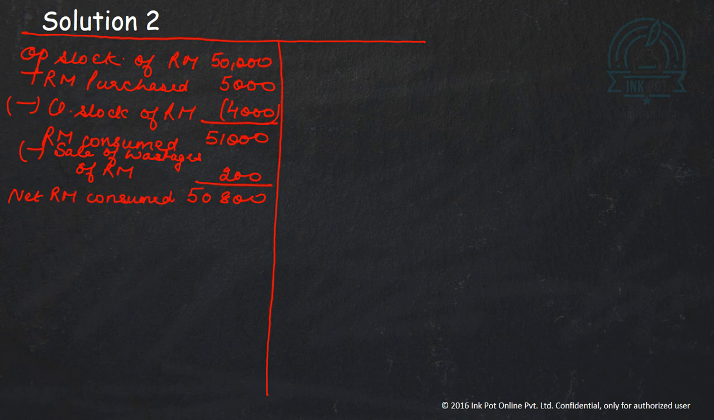right? Now we will add direct labor and then the direct expenses to this. So direct labor is 10,000 and direct expenses are 12,000. We will get prime cost. So total prime cost here is, let's calculate. Prime cost comes out to be 72,800.